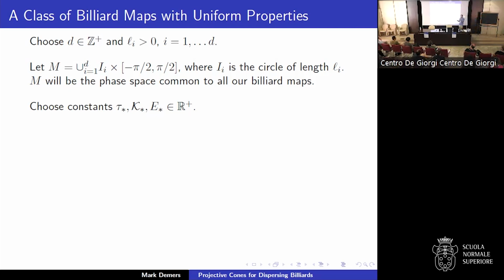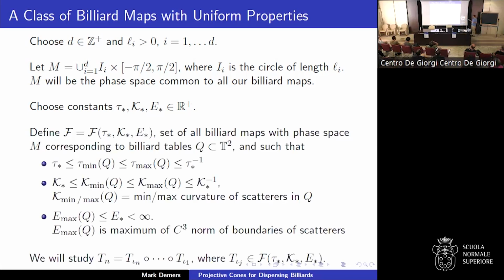So you have to choose 3 constants, and then everything is determined. So the 3 constants you have to determine are tau star, k star, and e star. Well, I lied. There are 4 constants. You first have to choose the number of scatterers. Okay, but that gives you a phase space. Once you do that, then you choose these 3 constants. So what are they? So tau star is going to give you an upper and lower bound on the free flight times on the table. So the minimum flight time and the maximum.